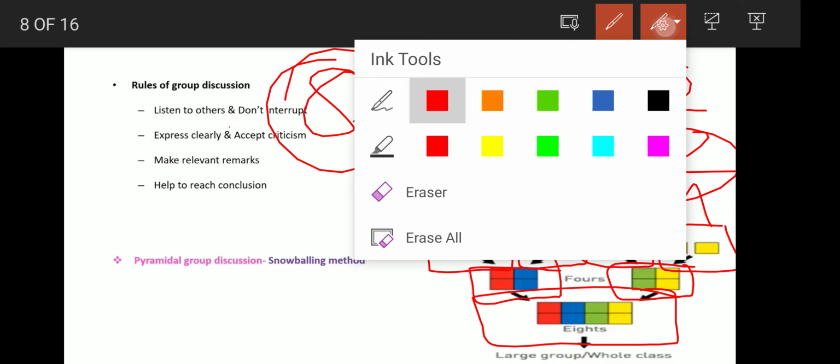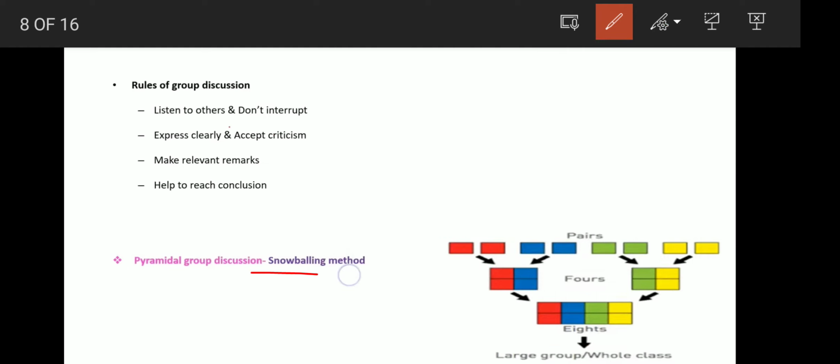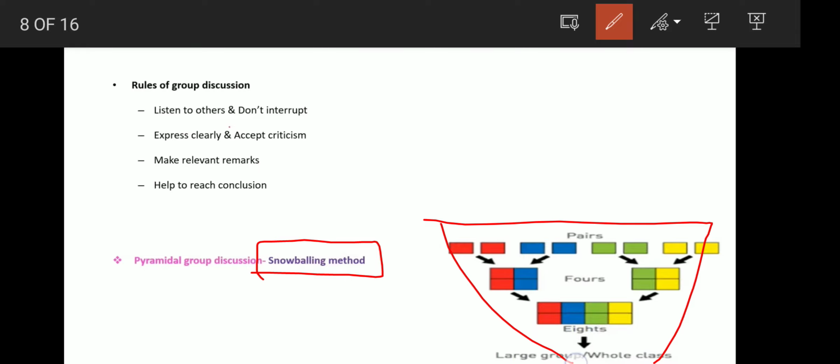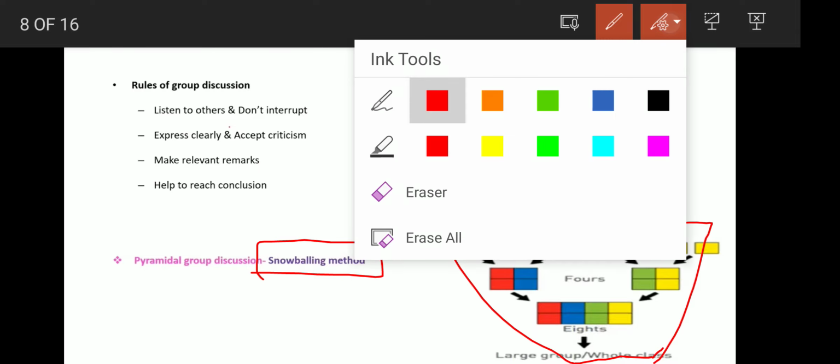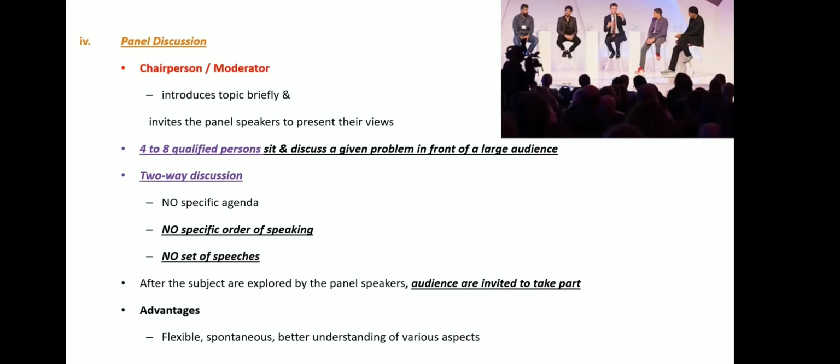So a large group or the whole class will be divided like this. This is the snowballing method and the pyramidal discussion. Okay, pyramidal group discussion. Now we move on to the next group discussion, that is panel discussion.